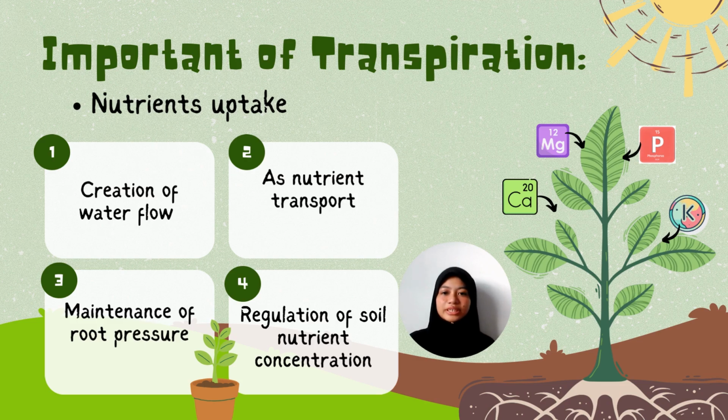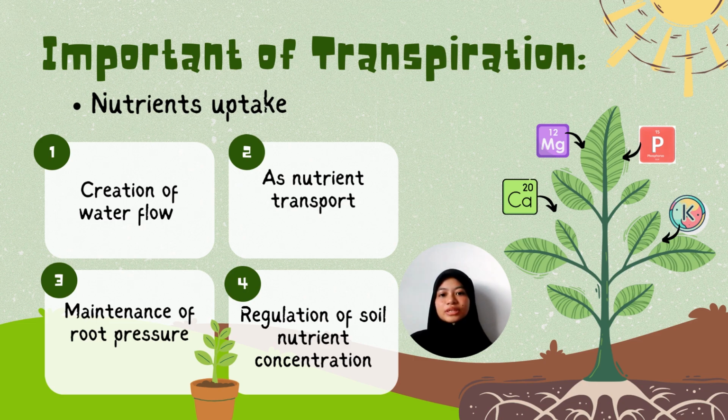The second is nutrient transport. As water moves through the plant, it carries essential nutrients from the soil, such as nitrogen, potassium, calcium, magnesium, and phosphorus, to various parts of the plant. These nutrients are vital for plant growth and development, playing roles in processes such as photosynthesis, enzyme function, and cell division.